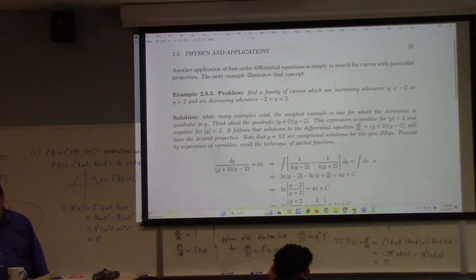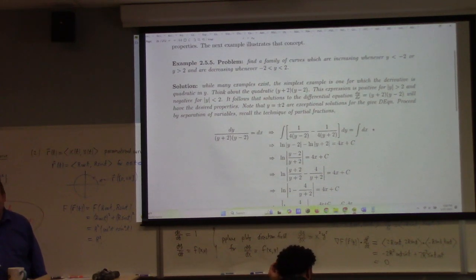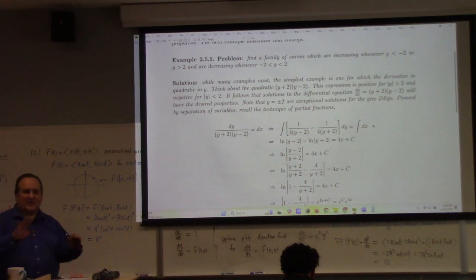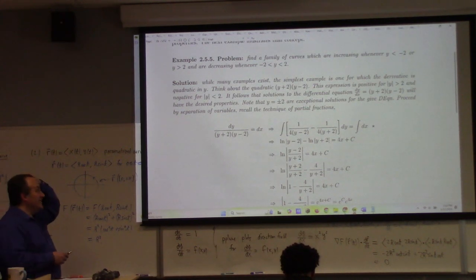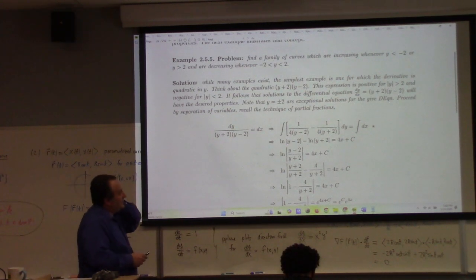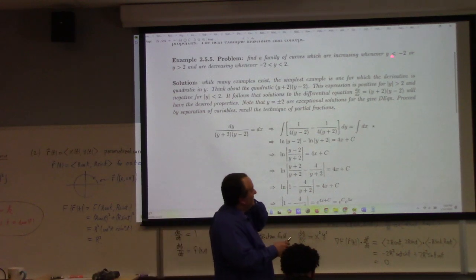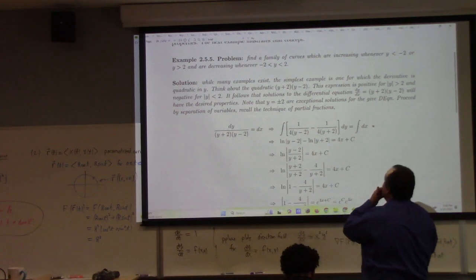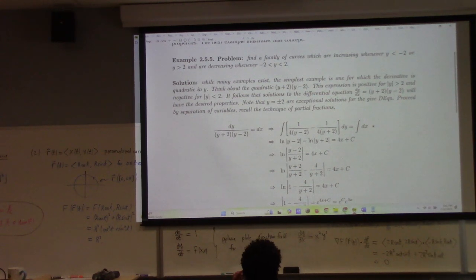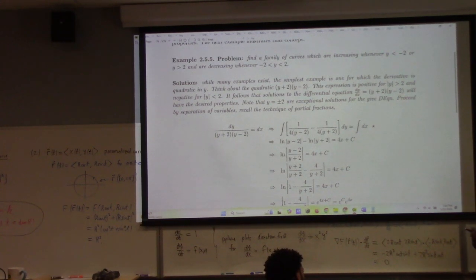I think I will talk about this example before I put this away, because you really need to look at the projection for this one. This is example 2.55. The question is to find a family of curves that's increasing whenever y is less than minus 2 or y is greater than 2, and decreasing whenever minus 2 is less than y is less than 2. So I'm asking you to create a family of curves which behaves this way.